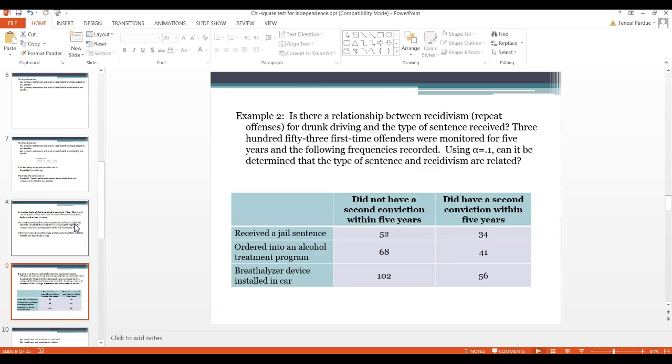So anytime you see observed and expected, observed is the data you collected, expected is the data you would expect to get if the null hypothesis is true.